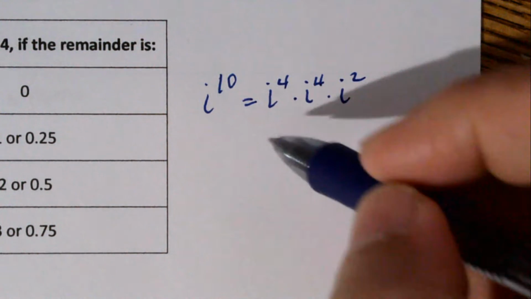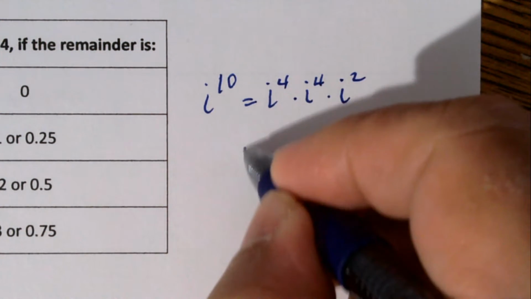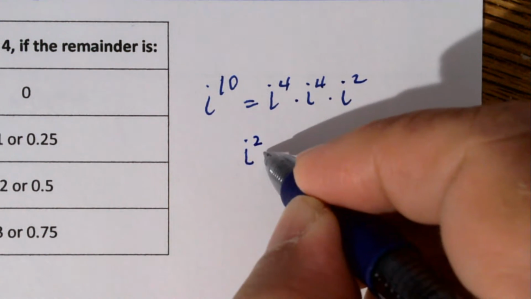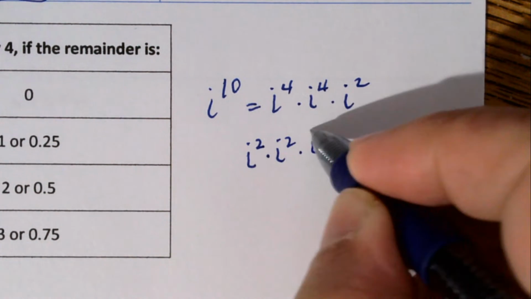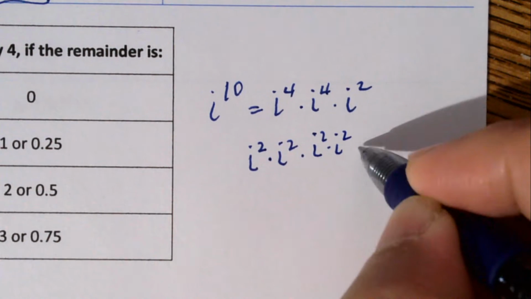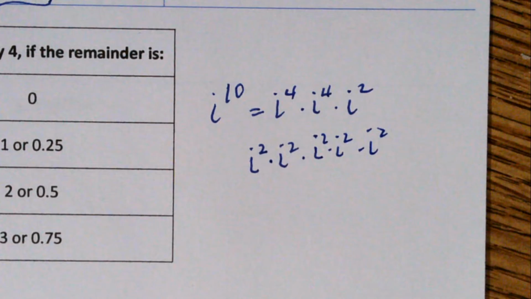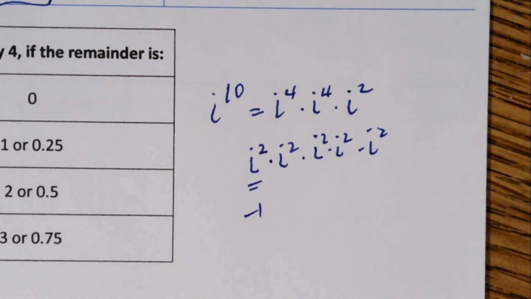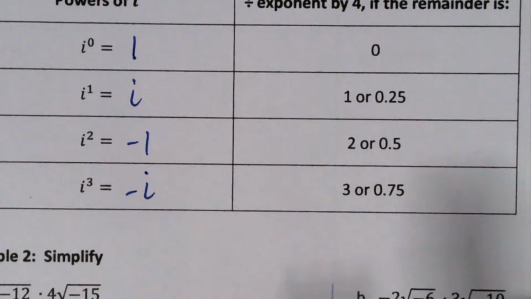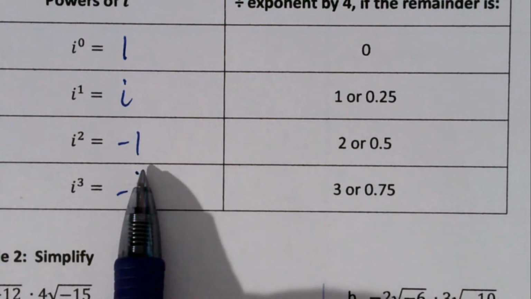Let's look at what i to the 4th is first. i to the 4th is the same as i squared times i squared. And the other i to the 4th is i squared times i squared. And I have i squared. So now all of these are i squares. But what's i squared? i squared is -1. That's something you're going to have to know.